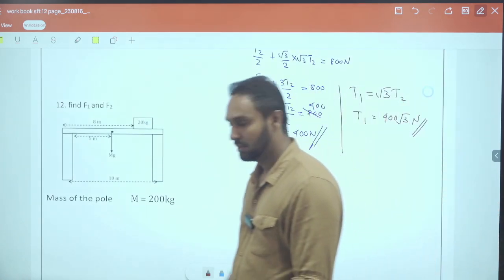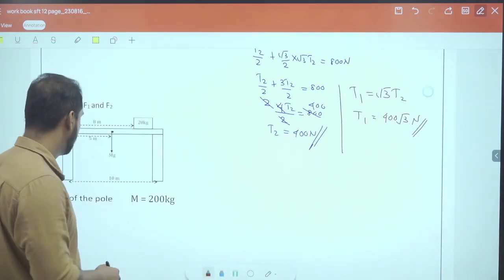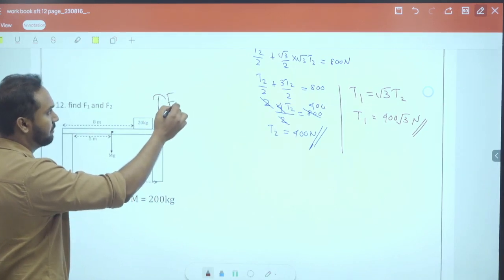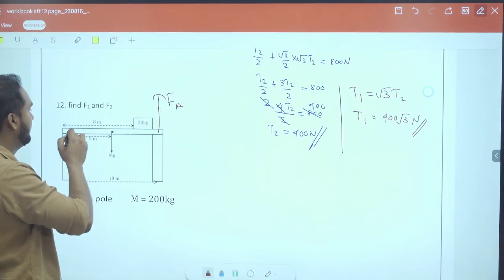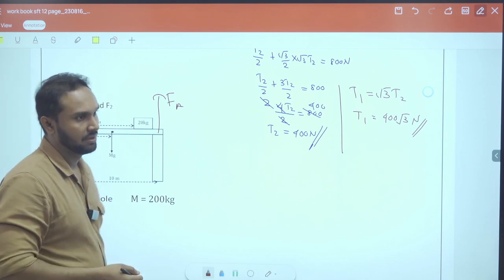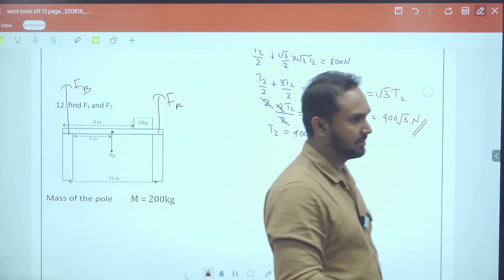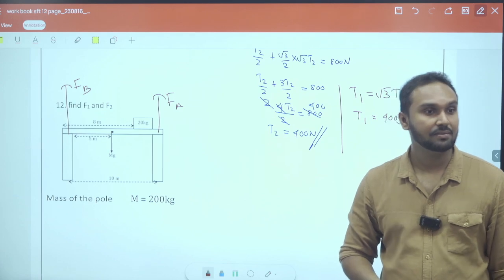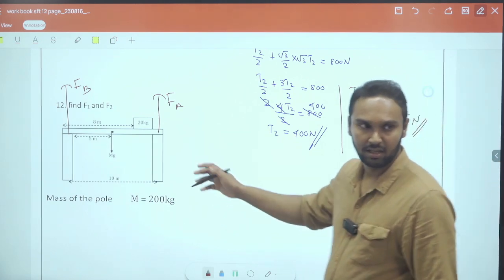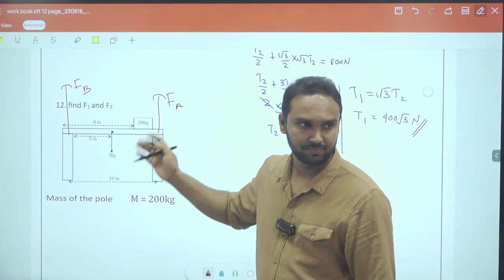And here listen, this question, label the forces. If A and if B. This is F A, this is F B. It's the same like the previous question.